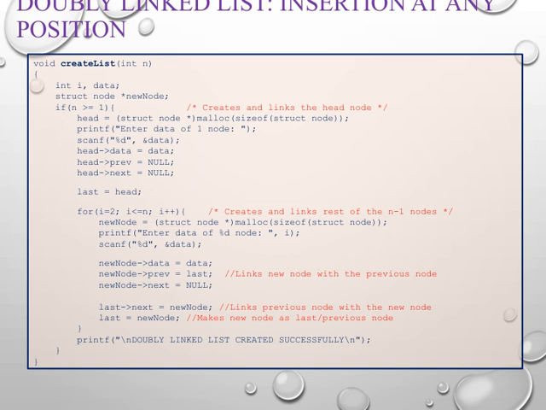After that, we link the previous last node to the new node by setting last's next pointer to point to the new node. Then, we update last to be the new node, so it always points to the most recently added node. This way, we're effectively building the list step by step, linking each new node backwards and forwards as needed.